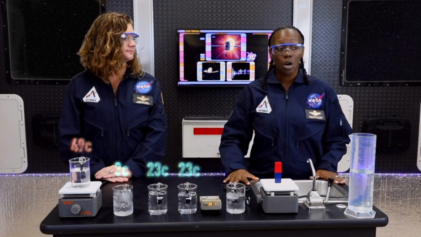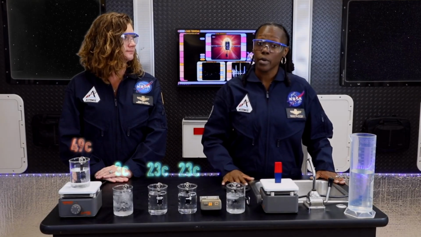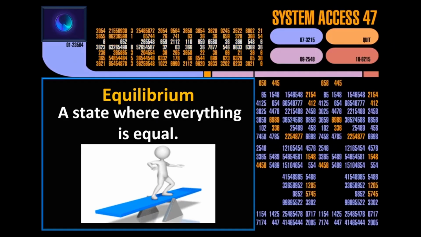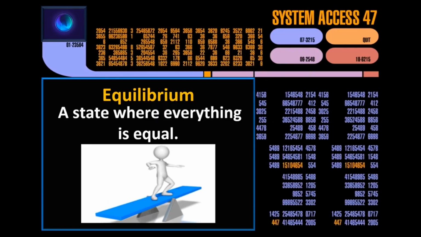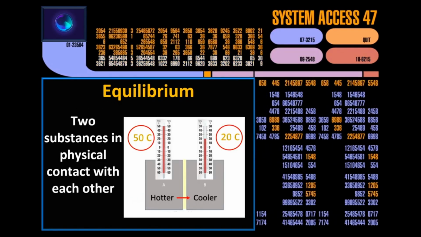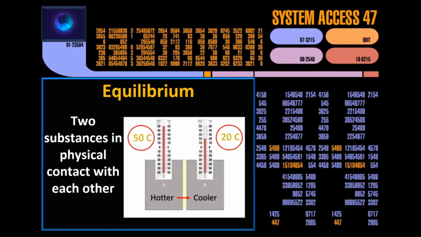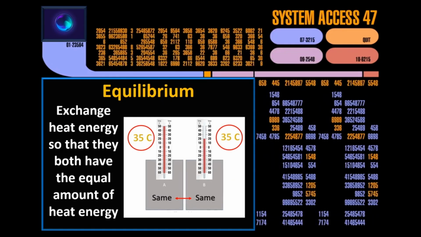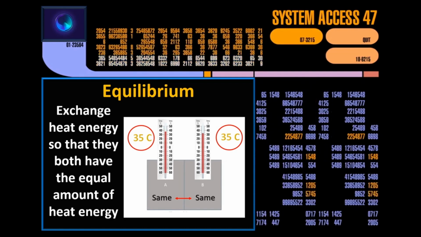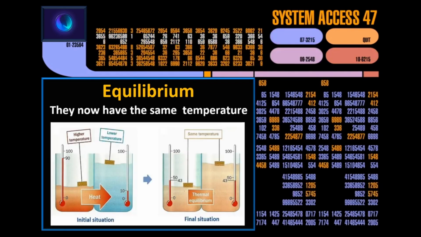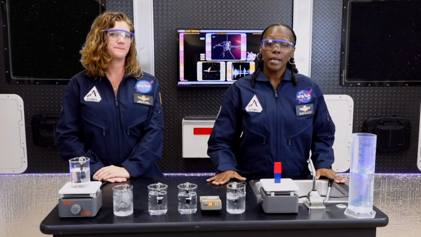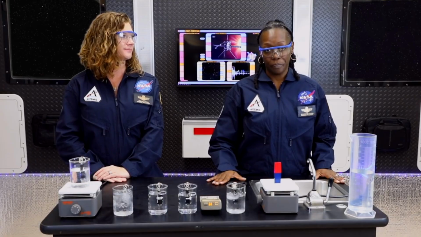Yes. It's also a term called equilibrium. Right, Aurora? Processing. The term equilibrium means a state where everything is equal. As this relates to heat energy, we use it to describe a condition where two substances in physical contact with each other exchange heat energy so that they both possess an equal amount of heat energy and, as a result, the same temperature. Correct. Now I have another way to demonstrate that.